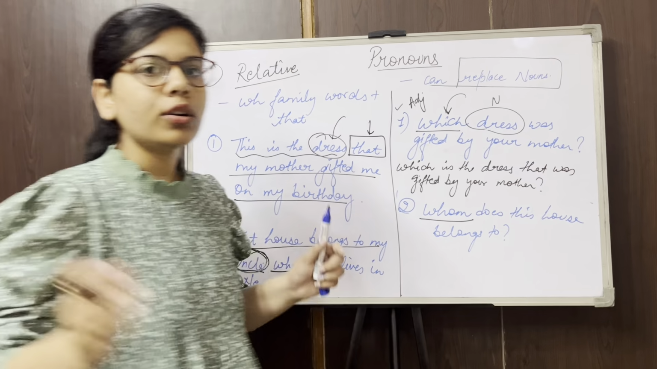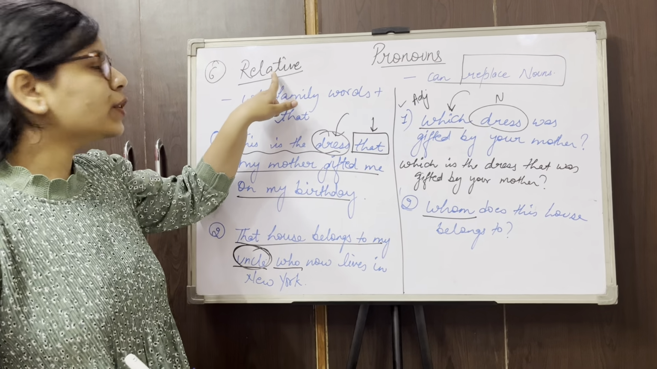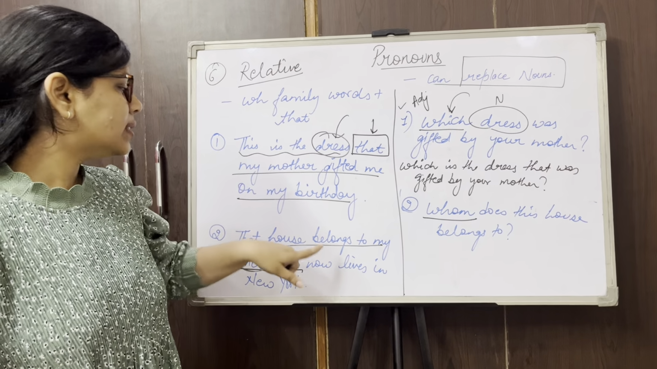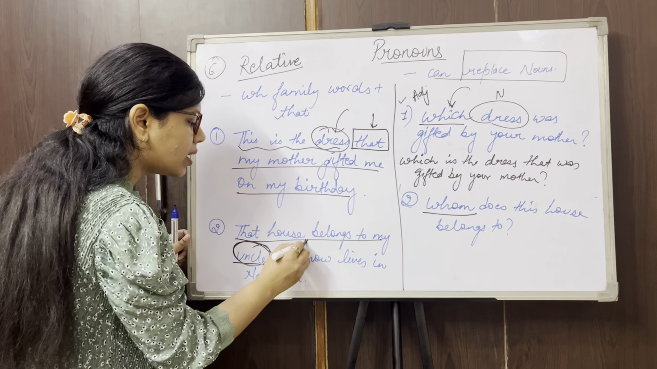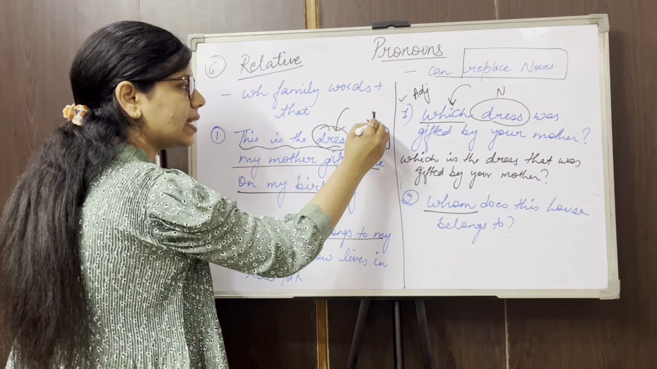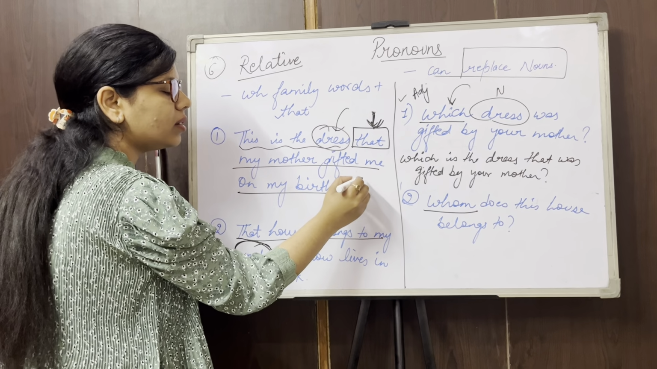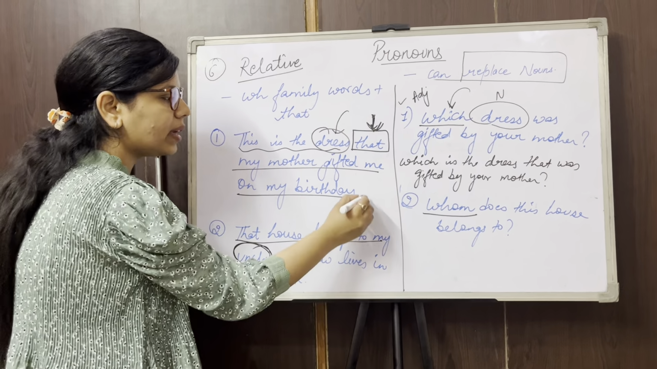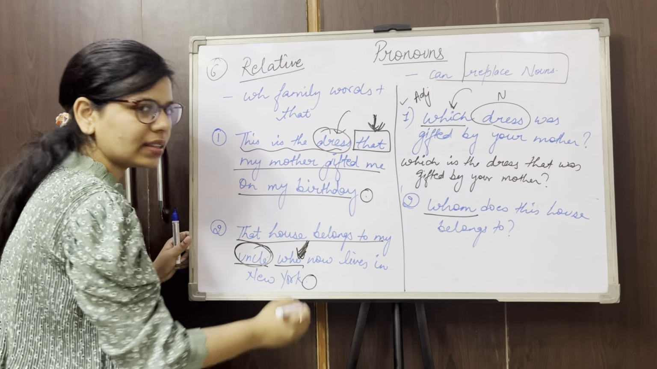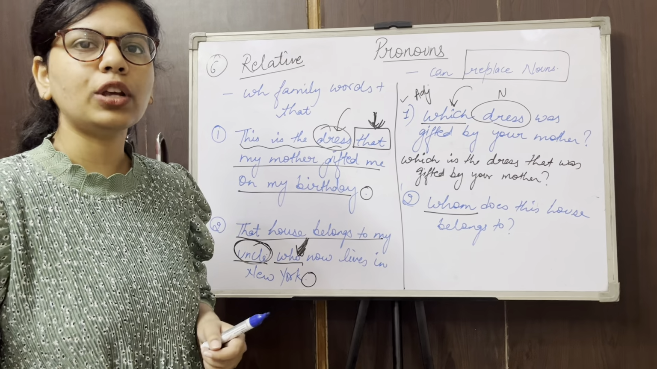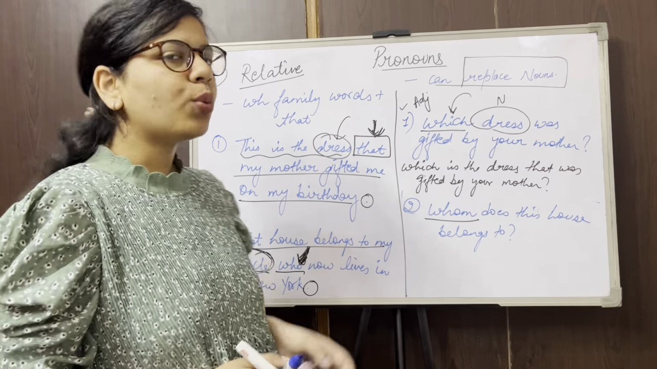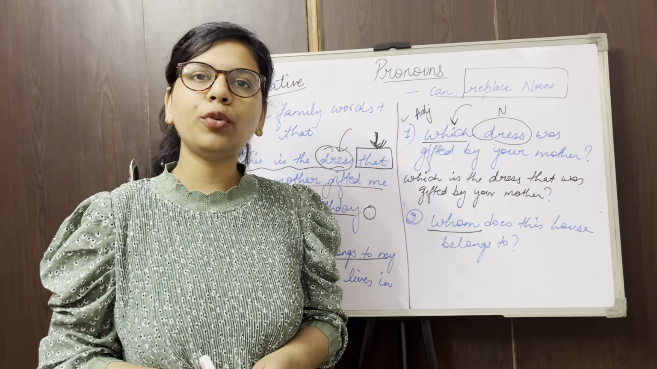So, in brief, when we talk about relative pronouns, WH family words or that come in the middle of the sentence and it does not end with a question mark. In fact, we have a full stop at the end. And it is used to provide some additional information about the noun. So with this, we come to an end of the pronouns.